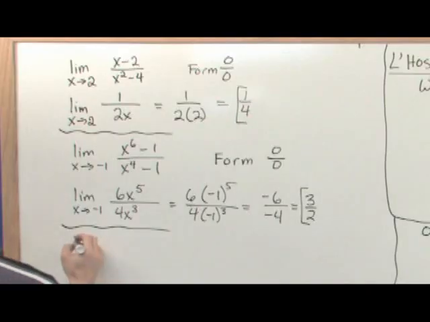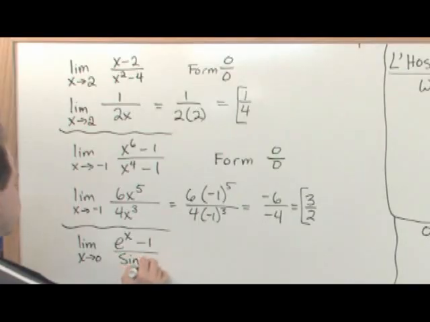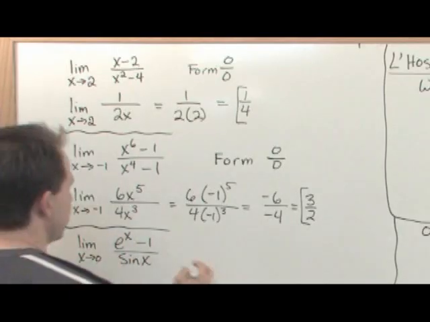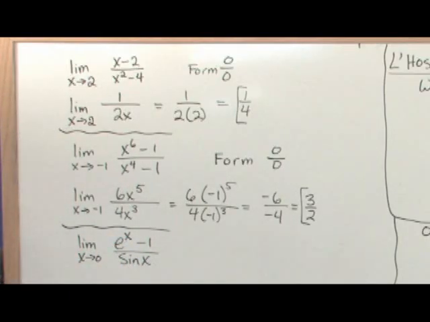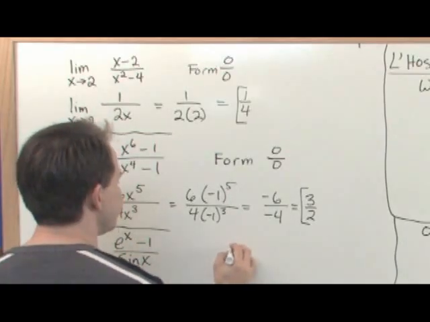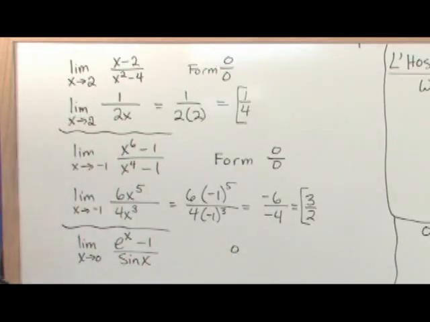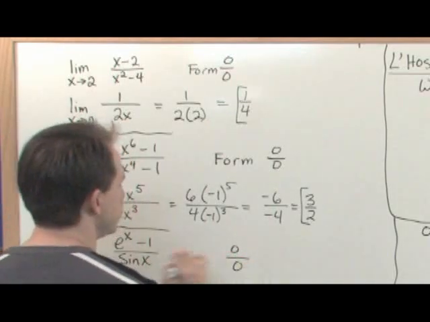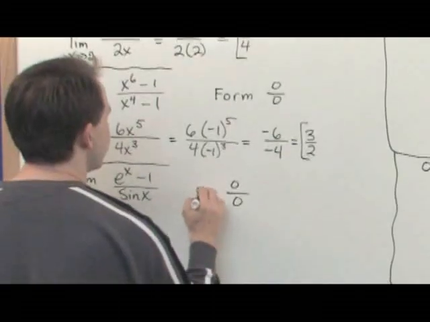Okay, what if you have the limit as x approaches 0 of the function e to the x minus 1 over the sine of x? Okay, what form are you going to have here? Well, you're going to have e to the 0, which is going to be 1. Anything to the 0 power is 1. 1 minus 1 is 0. And on the bottom, you're going to have sine of 0. Sine of 0 is 0. And so you're going to have form 0 over 0.